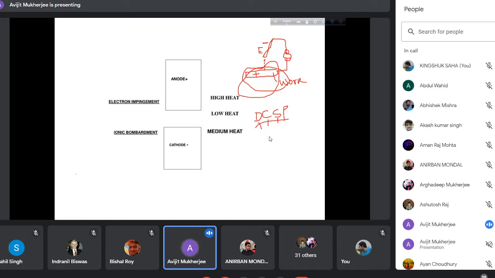But what will happen if I take an aluminium foil, imagine a foil, very thin. And that aluminium foil is connected with positive polarity. So what will happen? Maximum heat will be generated. Immediately, the foil will be melted or burnt. That is, instead of joining, burning will take place. So in that case, DCSP will not be helpful.